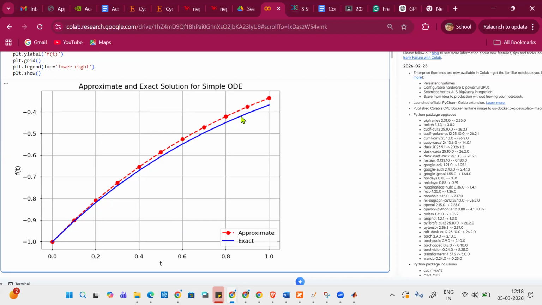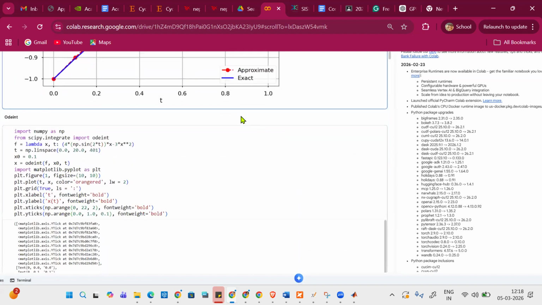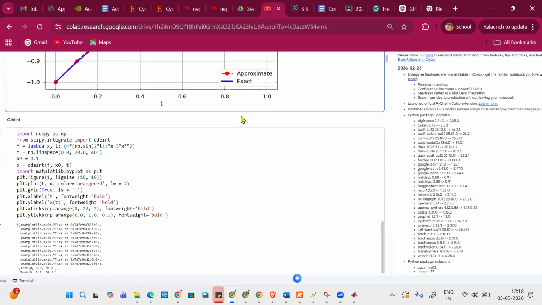Good. But apart from any other method, you can directly use odeint. Import the odeint package directly from scipy.integrate, and you can directly use odeint without using any of these methods. So how does it work? You tell f is a lambda function, f is lambda x defined as 4 sine 2t.